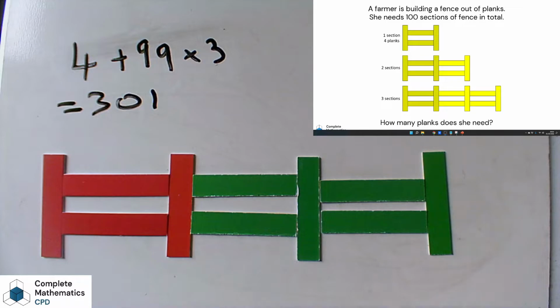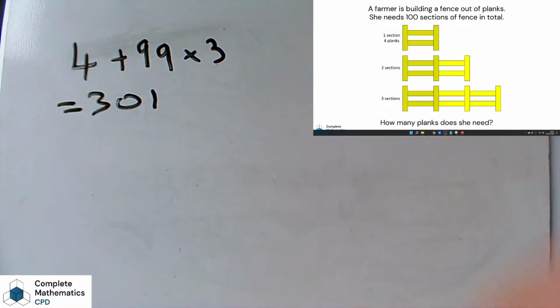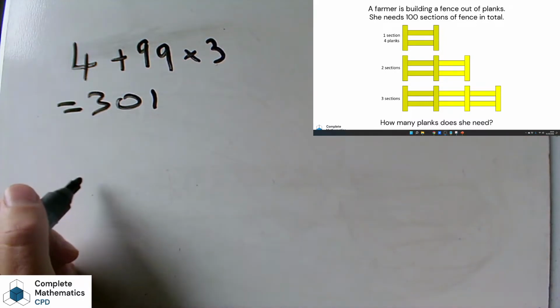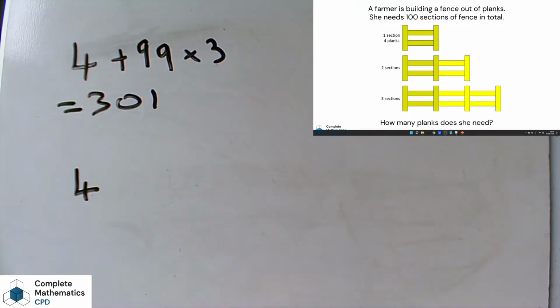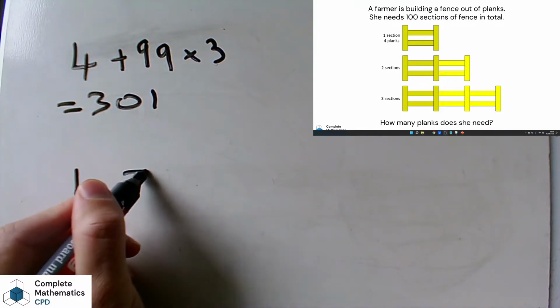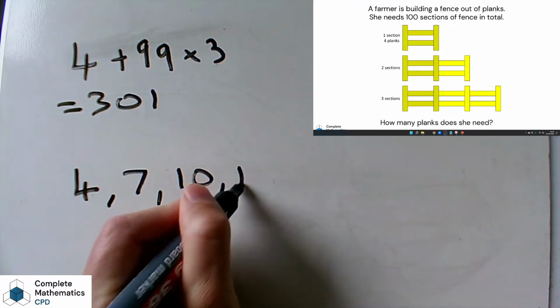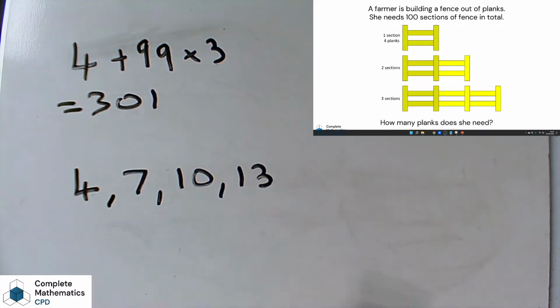Then we looked at it a slightly different way. Just move these out of the way for a second. We wrote down the linear sequence that this pattern generated. So we started with 4 planks, and then every section after that required 3 more planks. So we used the terminology here: the term-to-term rule is +3. We generated this linear sequence, the first few terms of it.